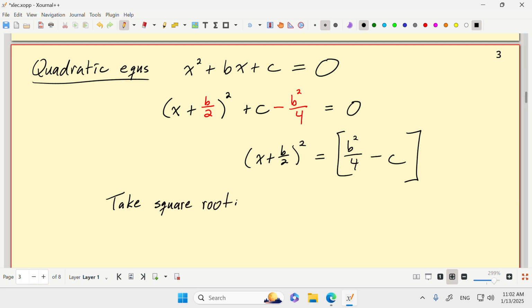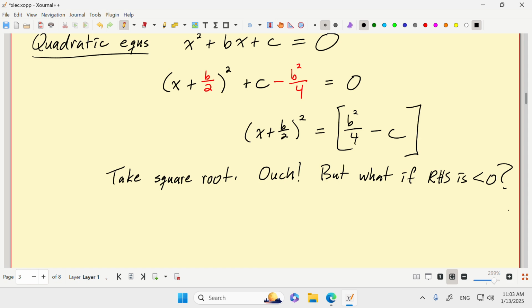Of course, it was disturbing to the first people who did this that the thing on the right-hand side could be negative. So if you're trying to get a real number that solves a quadratic equation, what if the right-hand side is less than 0? Okay, so the first people who messed around with this tossed in i, and then suddenly they could solve all quadratic equations.